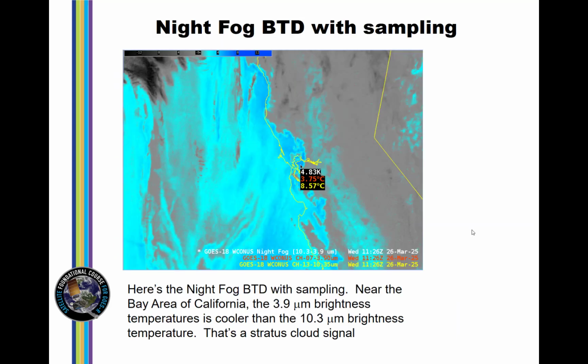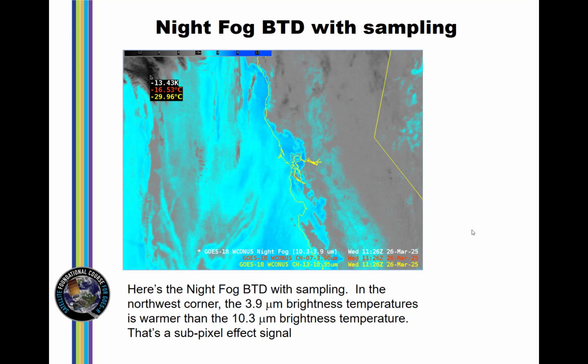In this AWIPS image, the night fog brightness temperature difference is loaded over its constituents, the 3.9 and 10.3 micrometer imagery. Note the probe over the Bay Area. Brightness temperature at 3.9 is 3.75 Celsius, colder than it is at 10.3 micrometers at 8.57 Celsius. This is because of emissivity differences in stratus clouds. For the probe in the northwest part of the image, the brightness temperature at 3.9 micrometers, minus 16.5 Celsius, is far warmer than at 10.3, about minus 30 Celsius. That's because of, in part, subpixel effects.